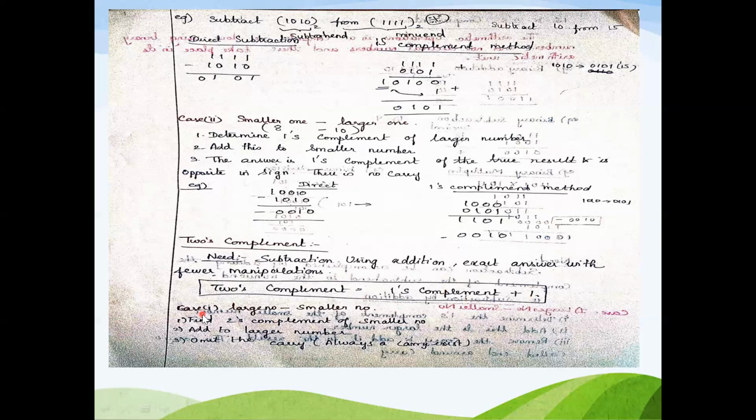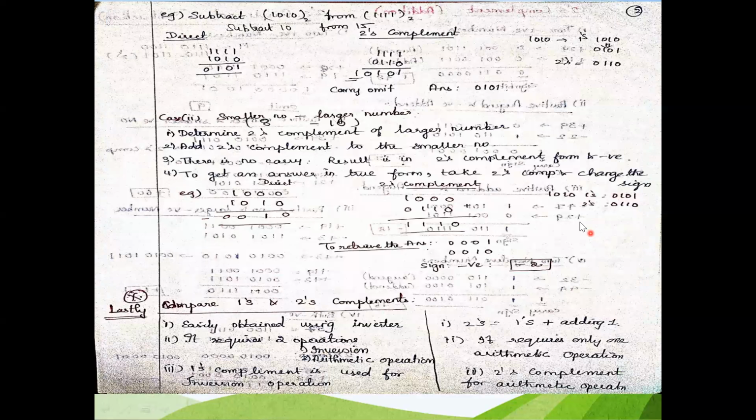In the case of 2's complement also, we will have larger number minus smaller number and smaller number minus larger number. First we'll see larger number minus smaller number. What are the steps to be followed? Find the 2's complement of the smaller number, add this to the larger number and omit the carry if a carry exists. So this is the general procedure. Now we will see an example.